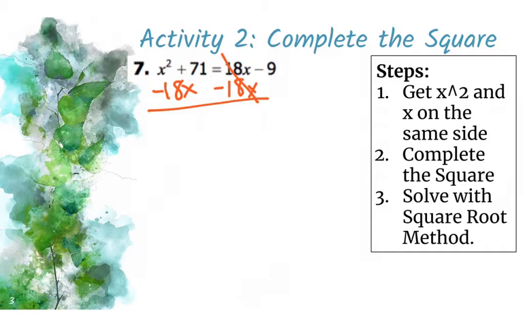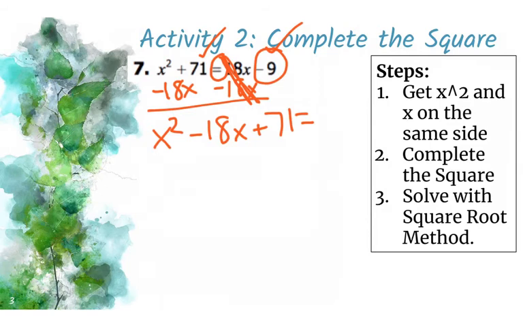All right, so 18x minus 18x, those cancel out. And here I've got no like terms, so I've just got to write it x squared minus 18x plus 71, right? Because I got that 71 there, equals. And on this side, I'm left with a negative 9. All right. So now, again, I want to create that perfect square trinomial.